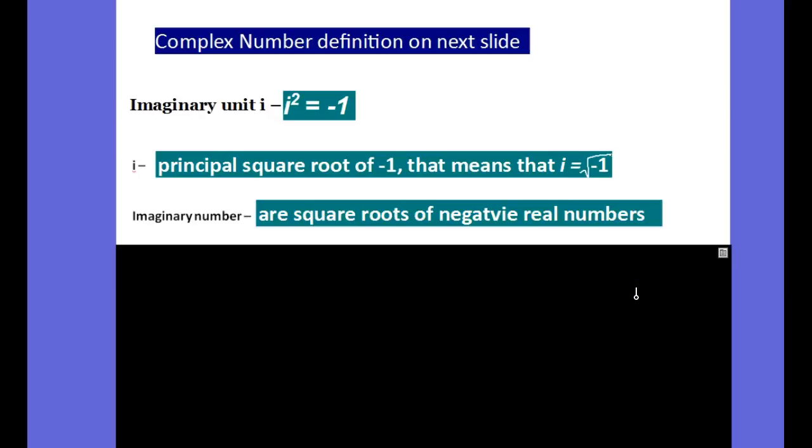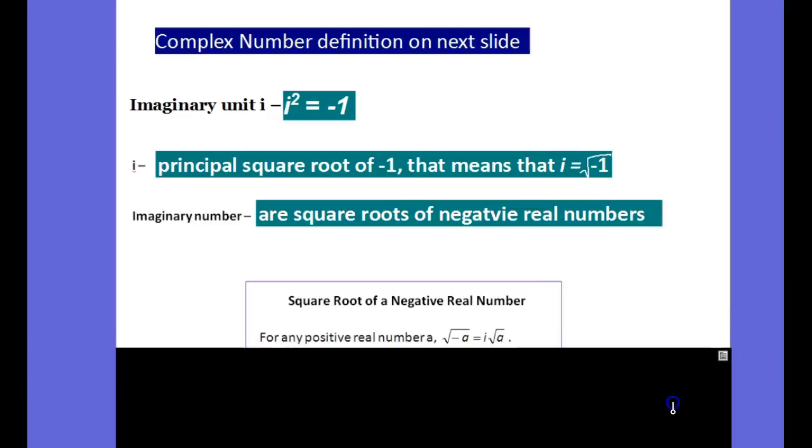Imaginary numbers are square roots of negative real numbers. They're just the square roots of a negative real number. Okay? So what does that look like? What do these definitions look like?